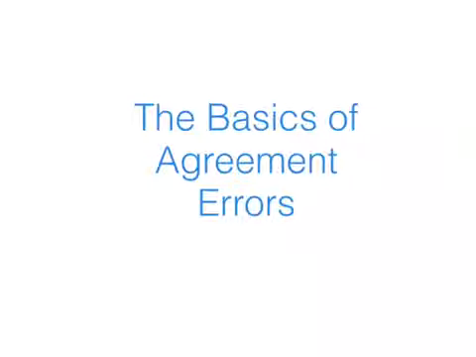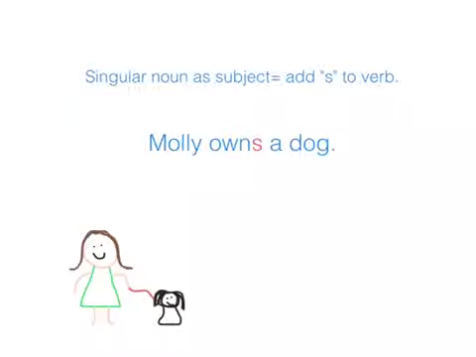This video will be discussing the basics of agreement errors and how to fix them. My first example is a case when you have a singular noun as a subject. Generally speaking, when you have a singular noun as a subject, you will add s to the verb. My example here says, Molly owns a dog.